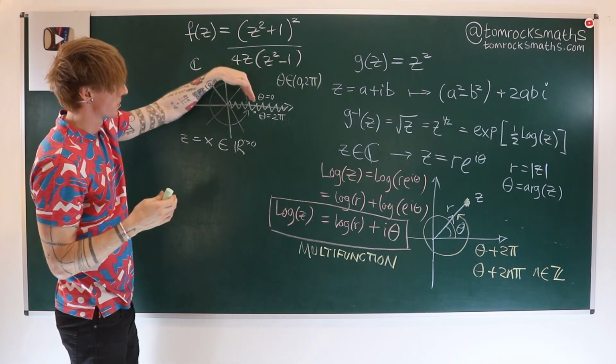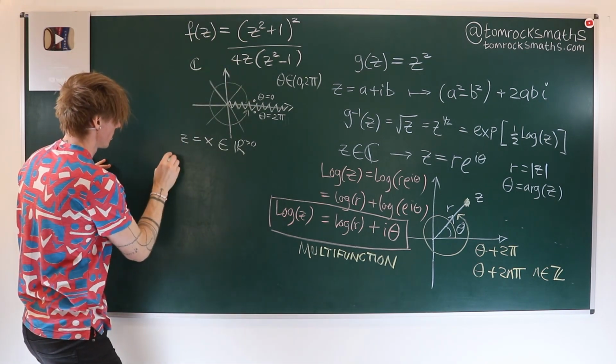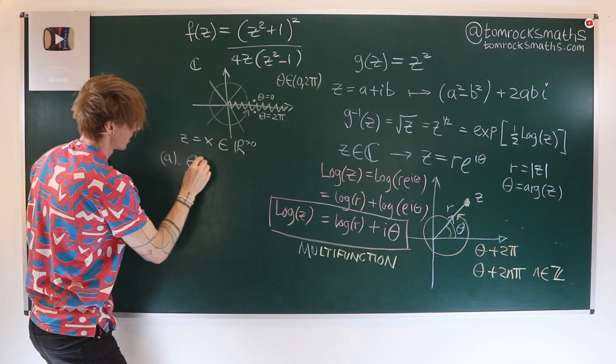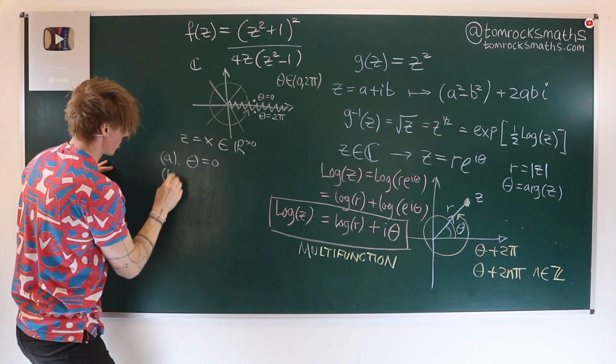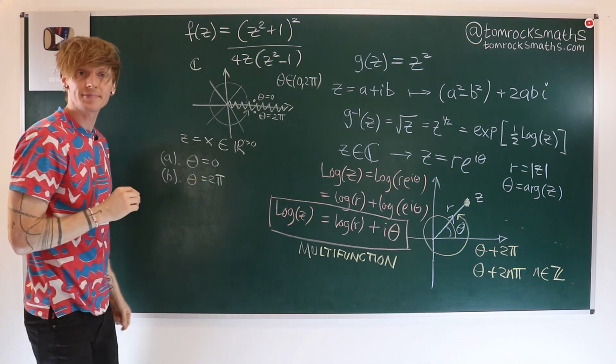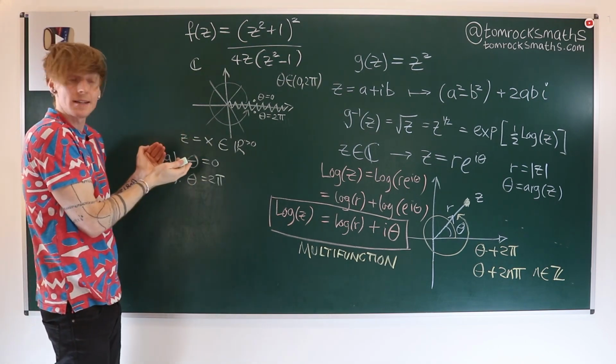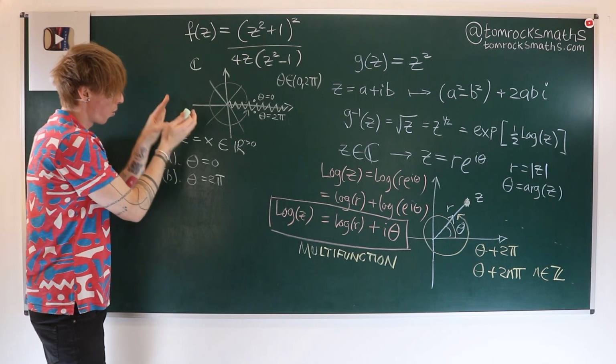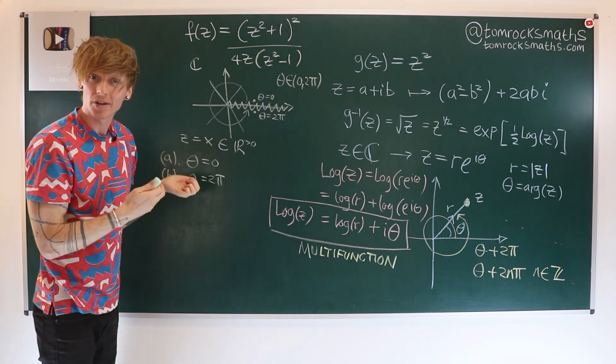So we can approach this from above where theta is 0. That will be case A. Or we can approach it from below when theta would be equal to 2 pi. Now, let's calculate in these two cases what the square root of x will turn out to be.